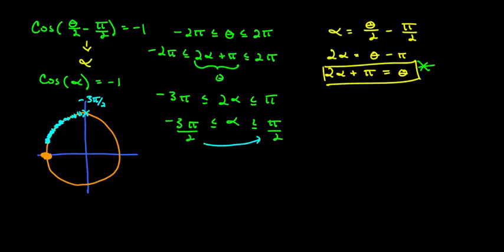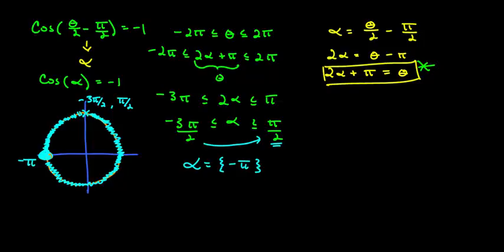Now here's when I hit an angle, and that angle is at negative pi. I keep traveling. I don't hit anything else where the cosine's negative 1, and I keep traveling until I hit pi over 2. So the only time I ever hit the cosine value of negative 1 was at negative pi. So that means that alpha is equal to just negative pi.